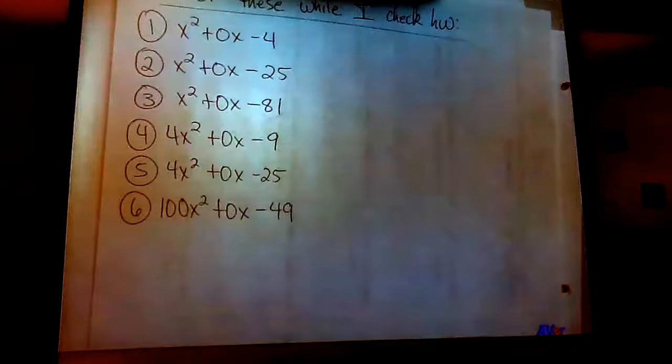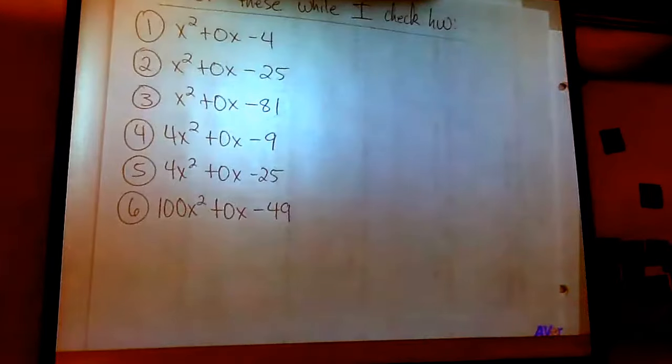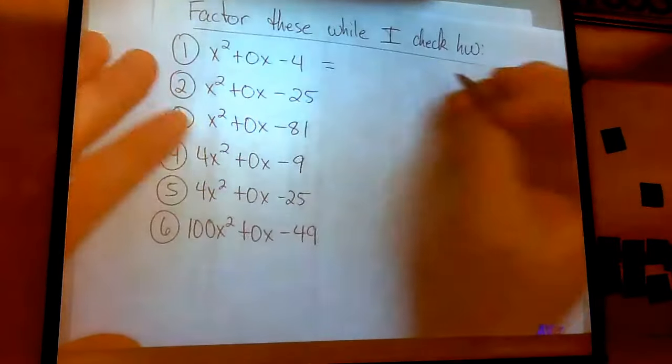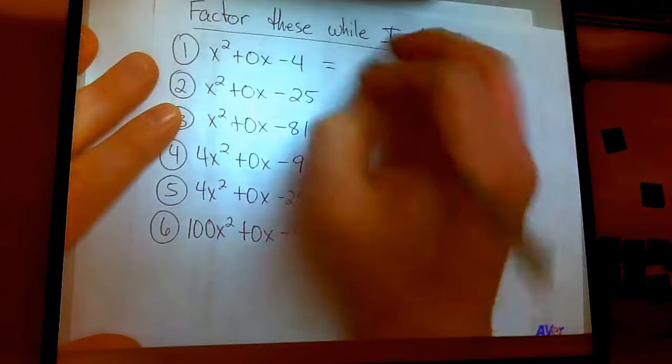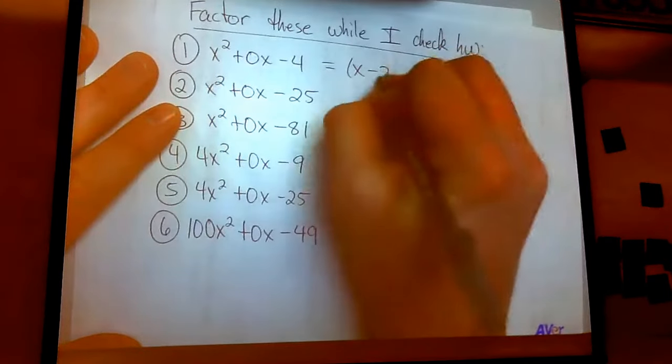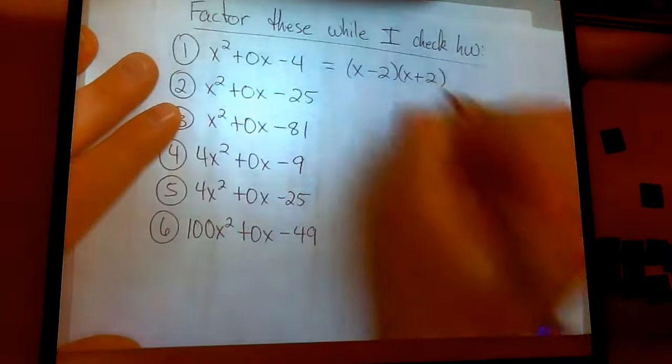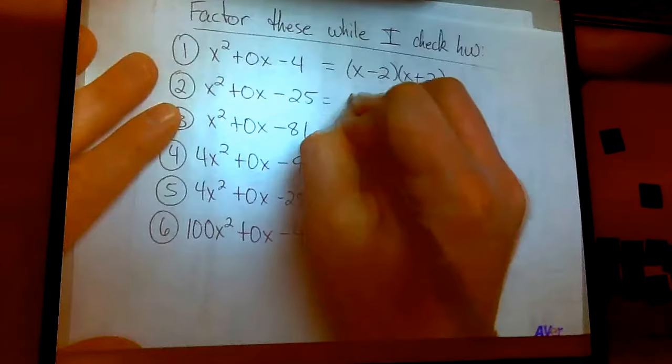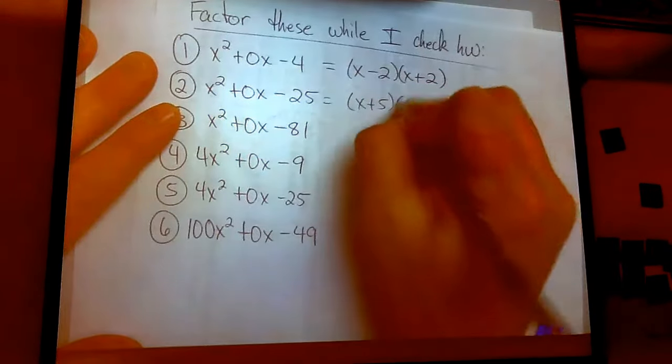Did you guys notice anything? Notice a pattern when you factored all of these? Yes? What do you get for the first one? x minus 2, x plus 2. Yeah. This one is x plus 5, x minus 5.